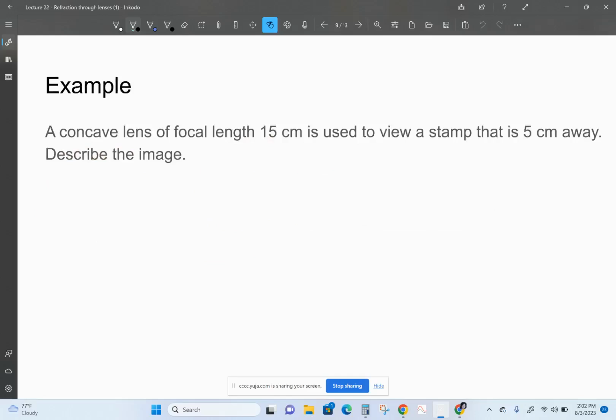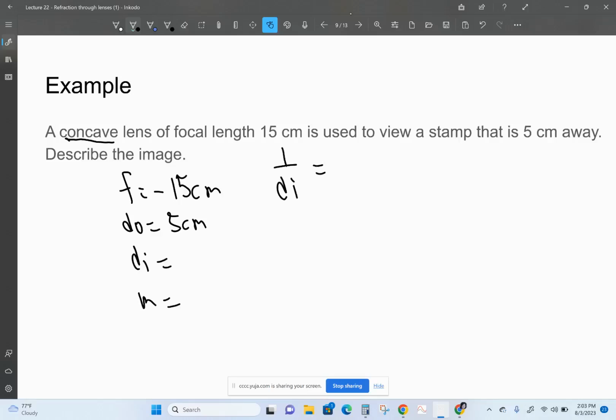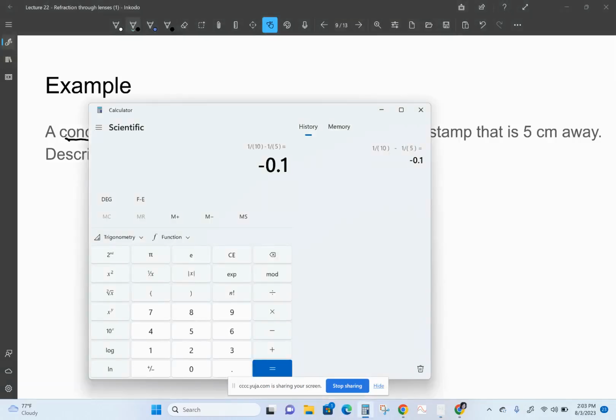So if we did an example of that, a concave lens has a focal length of 15 centimeters. So you need to know that that diverges light, and when you plug in for f, it has to be negative 15 centimeters. And it's used to view a stamp that is 5 centimeters away. And we need to describe the image, so we're going to find di and m. So 1 over di equals negative 1 over 15 minus 1 over 5 centimeters.